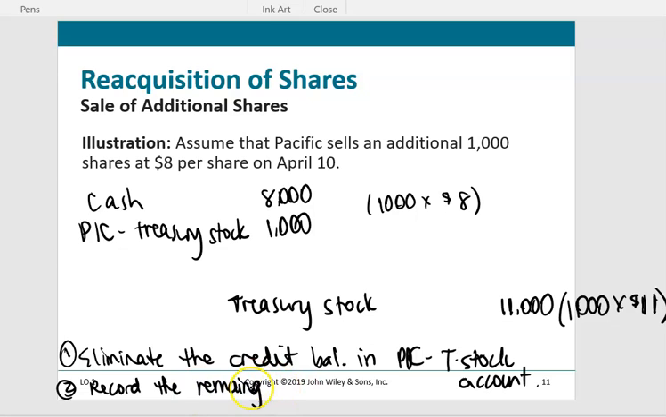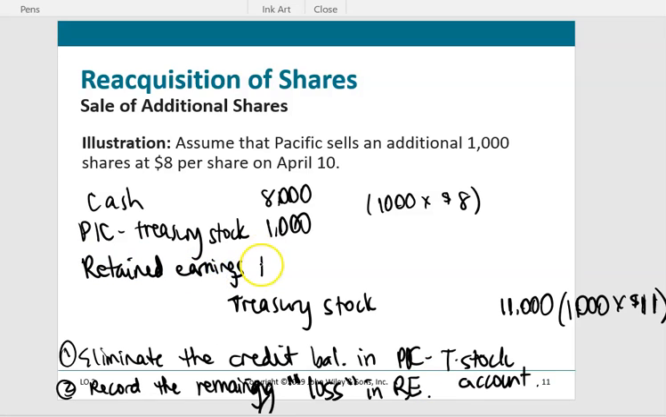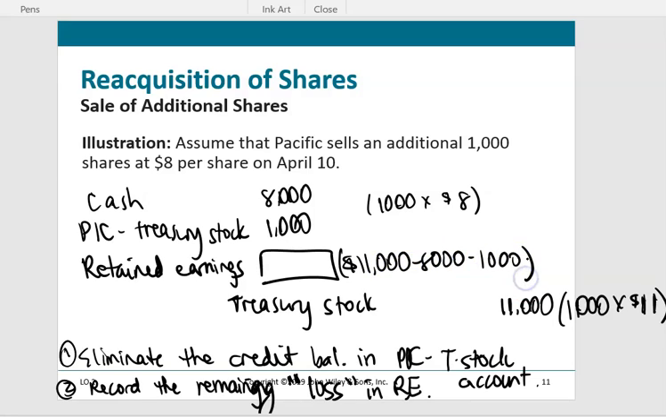I'm going to call this a, record the remaining, I'm going to put this in quotes, loss, because it's not really a loss. It's not going through the income statement, in retained earnings. So we're going to debit to reduce retained earnings by the difference, 11,000 less the 8,000 and the 1,000 that we've accounted for. So this kind of like a loss is a $2,000 decrease to retained earnings. That concludes our discussion of treasury stock.